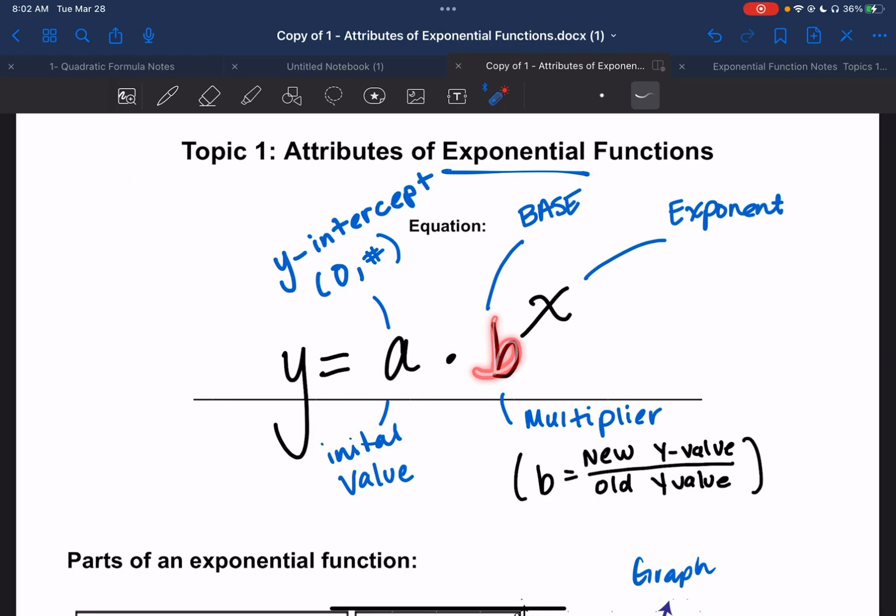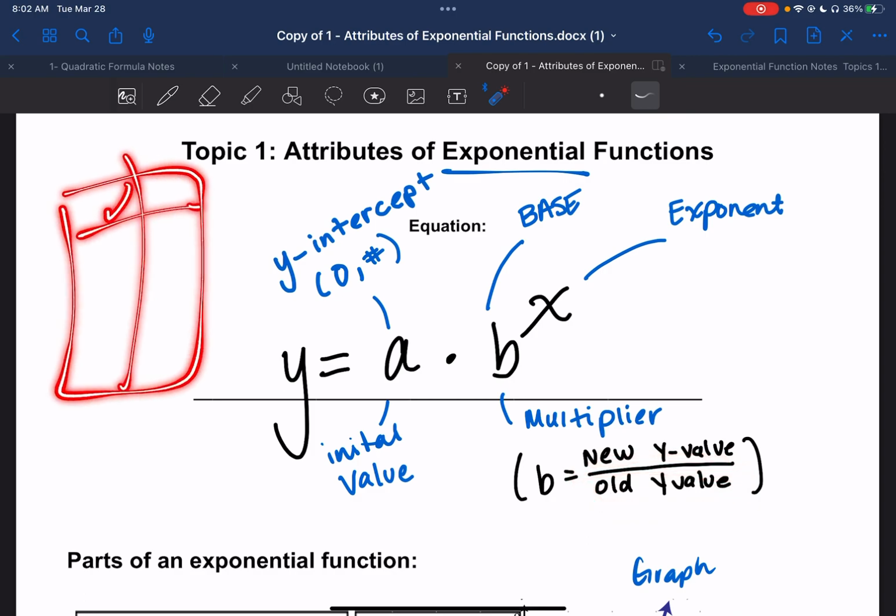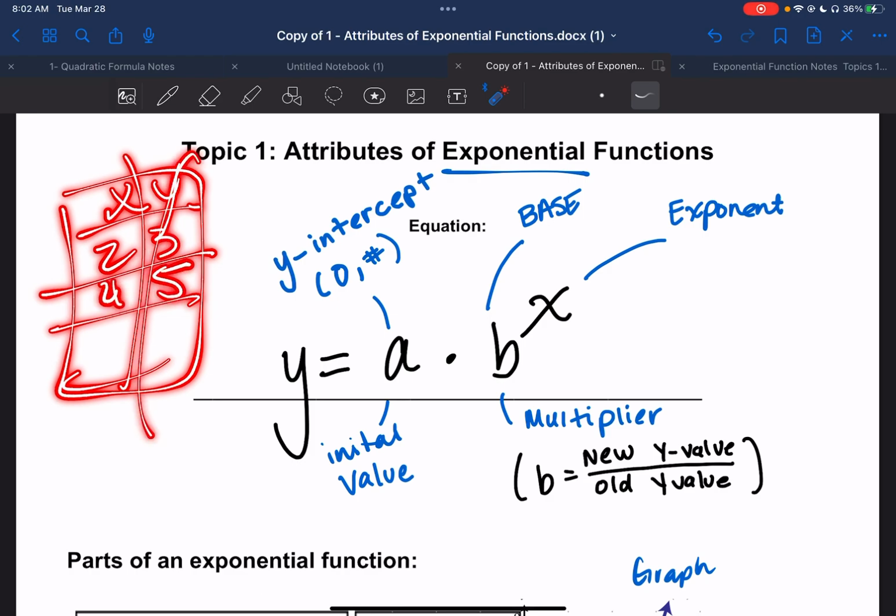All right, so here's your b, which is your base. And how do you find your base? You take it like this. It's the new y value divided by the old y value. So if I'm looking at a table, here's my x and my y. Let's say this is 2, 3, and this is 4, 5. These are my y values, right? So you do new y value divided by old y value.